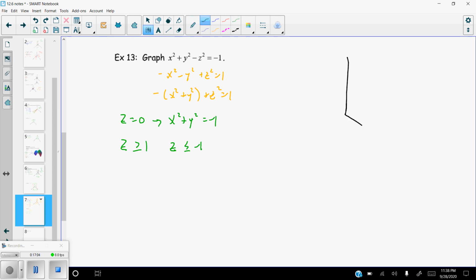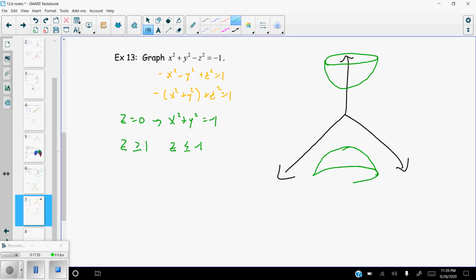So when we graph it, z cannot start until it gets to +1 or -1. After that, it's going to look just like a hyperboloid would. If we sketch it, it's going to look something like this up here, and then something like this down here. So this would be at 1, this would be at -1.